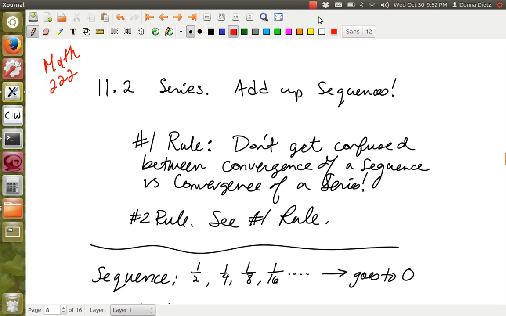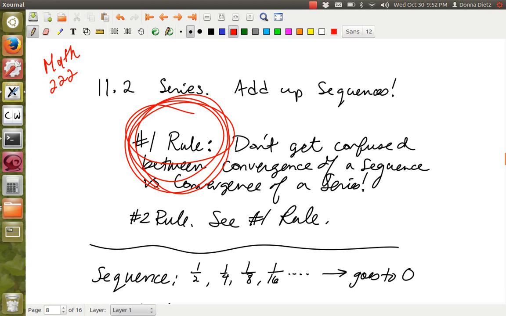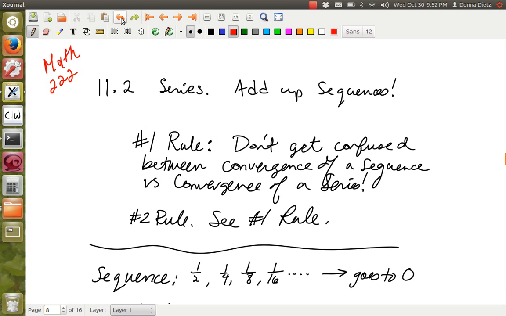Okay, this is 11.2. Quick review on series. You're just adding up sequences. And the most important rule is don't get confused between when you're dealing with sequences and when you're dealing with series. And the second rule is see rule number 1. It's really hard to keep track of which one you're dealing with.